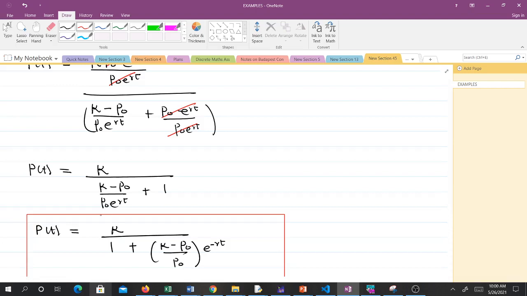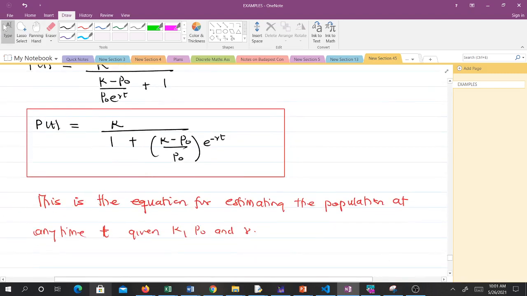And this can be written as K over 1 plus (K minus P naught) over P naught, then e^(-rt). I hope you get this, all right? So this happens to be the analytic solution to the logistic model, and it's very simple. So this equation is the equation which is used for estimating the population at any time t when you are given your carrying capacity K, the initial population P naught, and the intrinsic growth rate r.